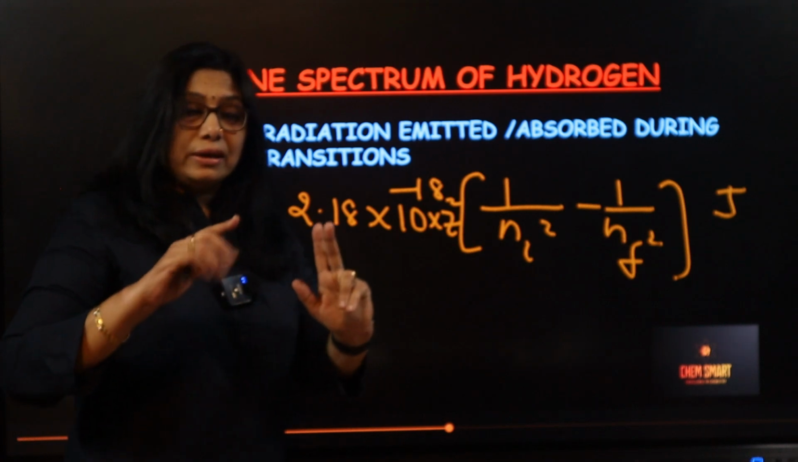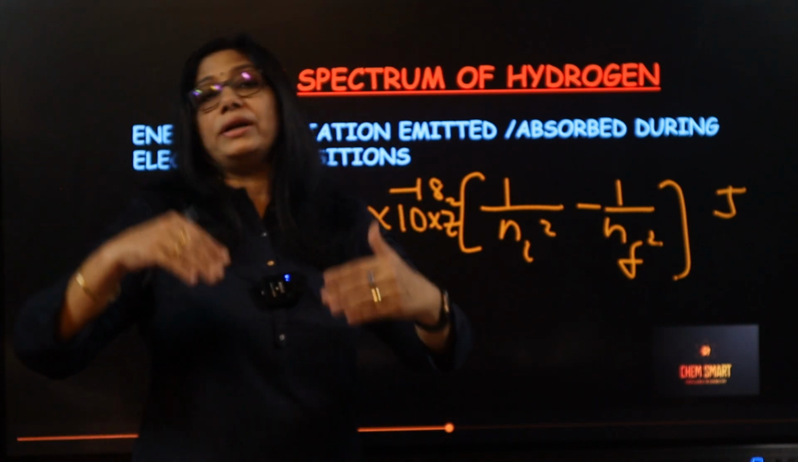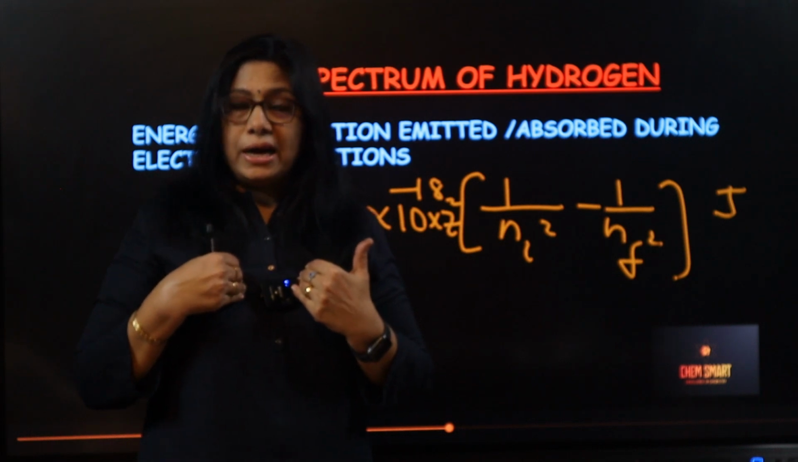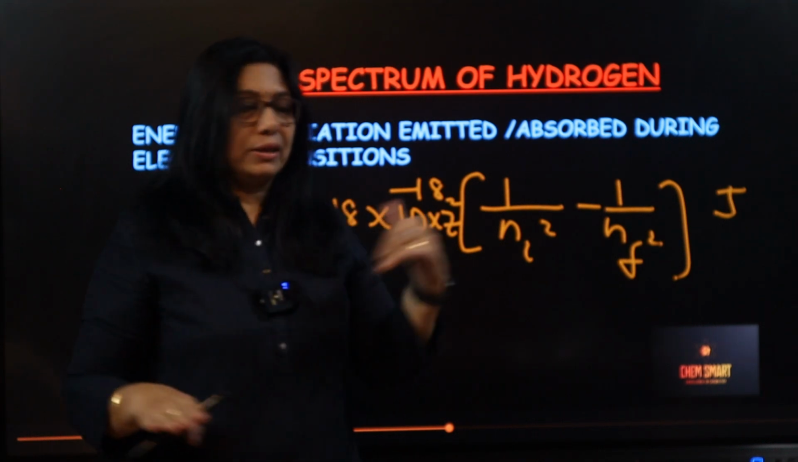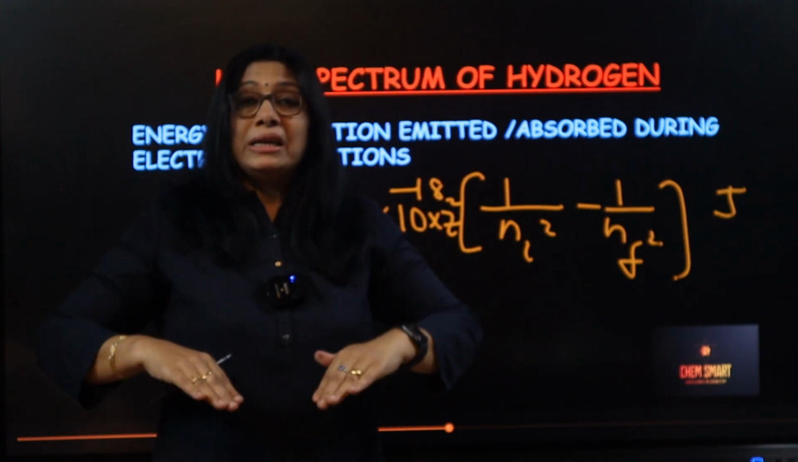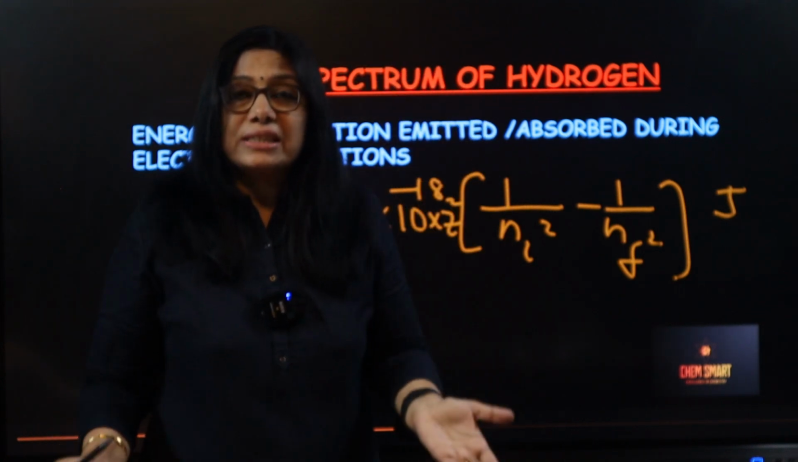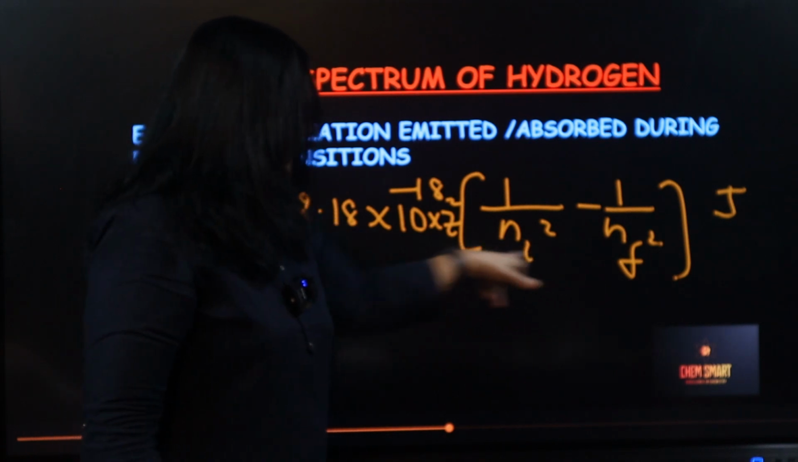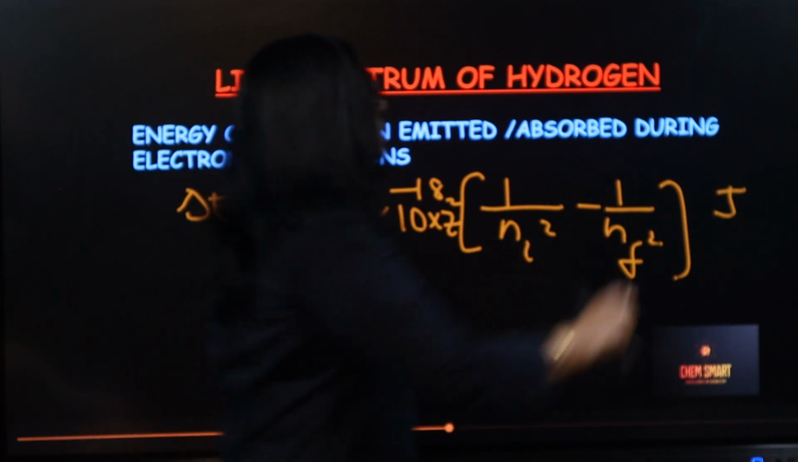Now if the electron is undergoing transition from a lower level to a higher level, energy will be absorbed and the answer will be positive. If it is coming from a higher level to a lower level, it is emission. Energy is emitted. So that will be negative when you calculate, because accordingly you'll be substituting it here.